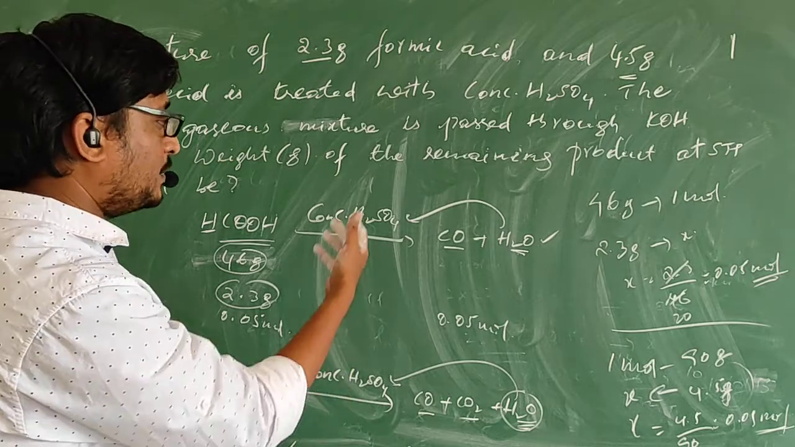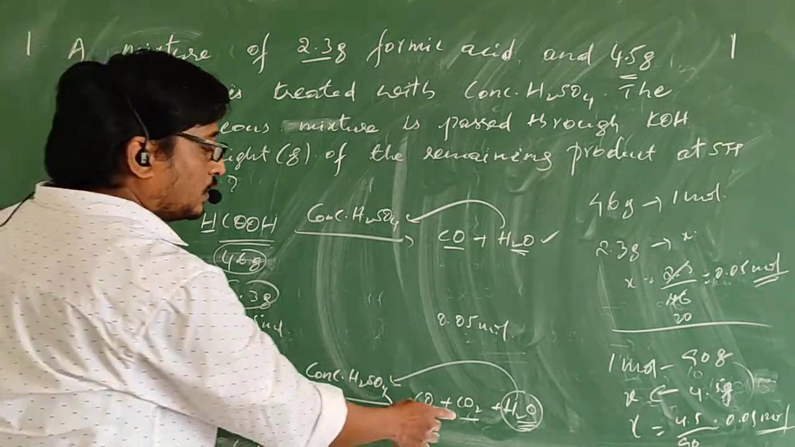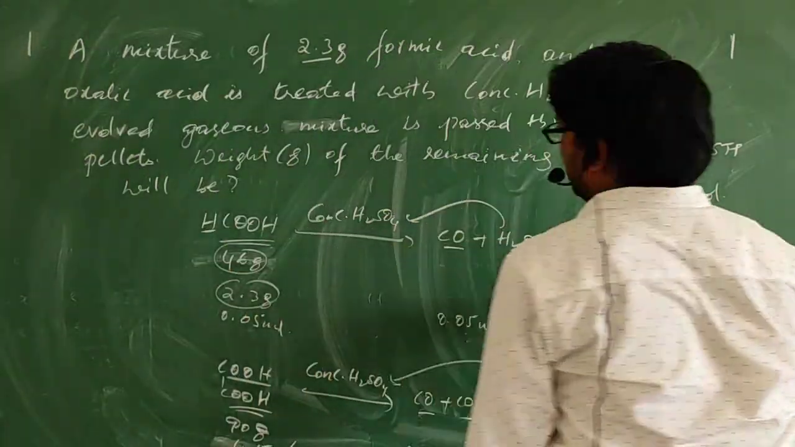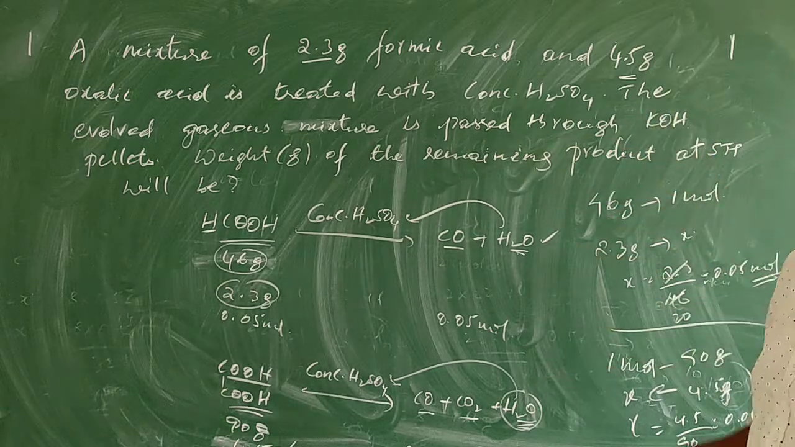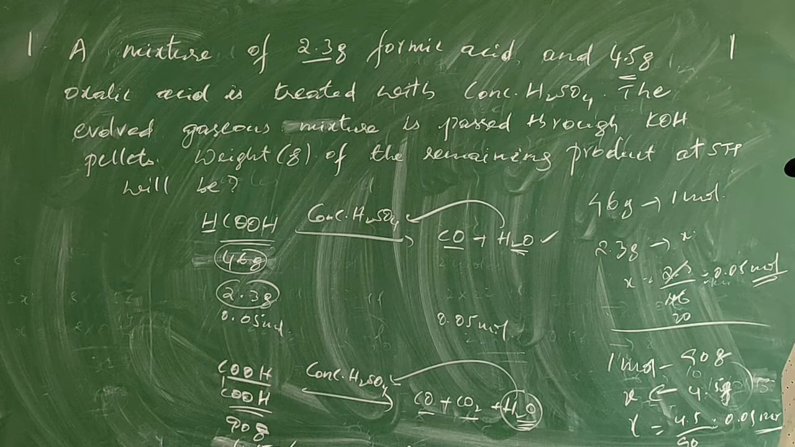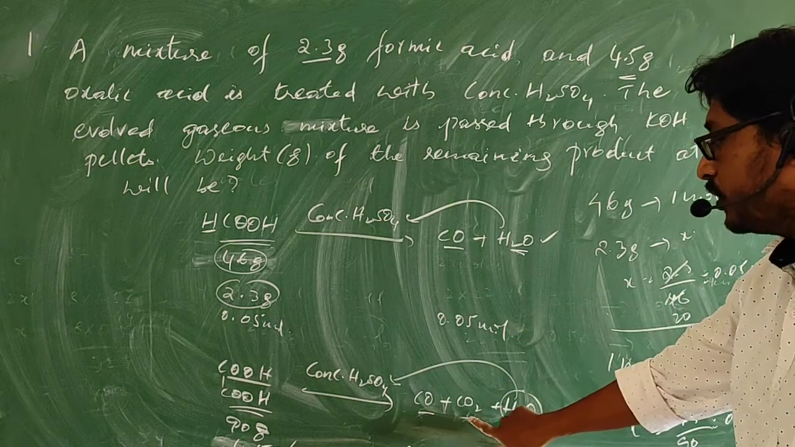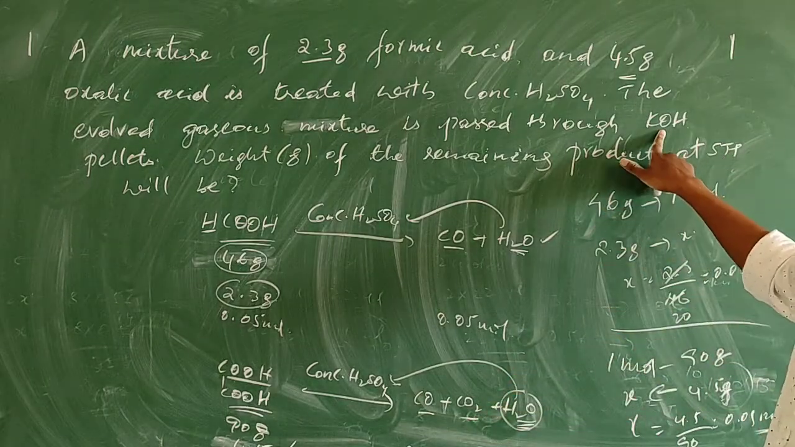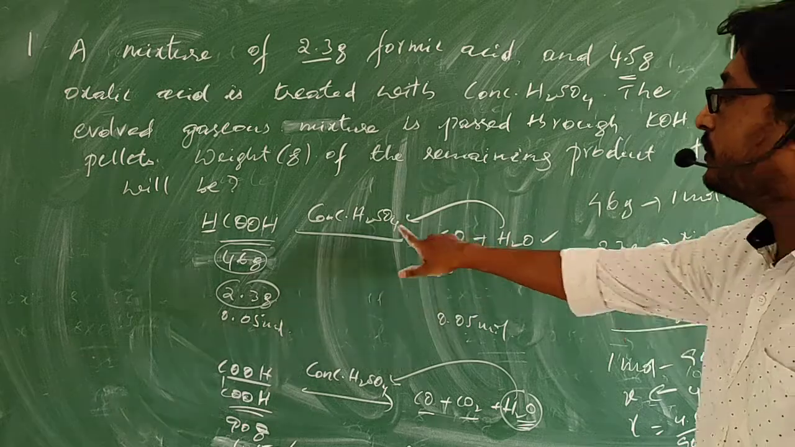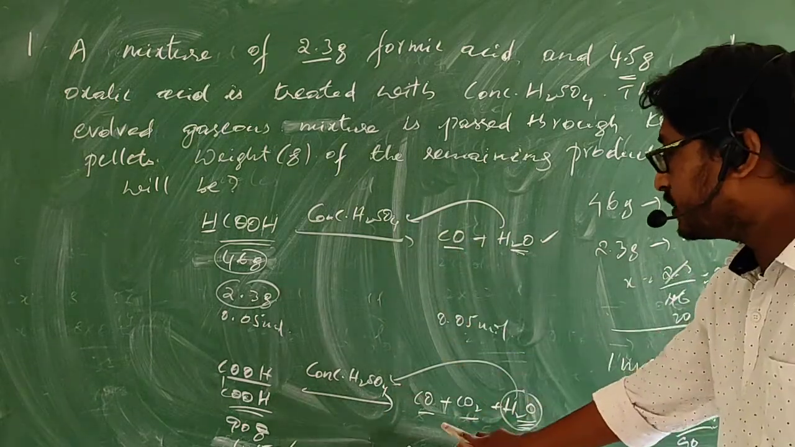So when this remaining mixture is passed to potassium hydroxide pellets, the CO2 gas will be taken up by these potassium hydroxide pellets. They will absorb CO2 but not carbon monoxide. So what remains at last is carbon monoxide. The CO2 gas which got produced will be absorbed by the potassium hydroxide, and the H2O which got produced will be absorbed by the sulfuric acid. So the remaining gas is carbon monoxide.